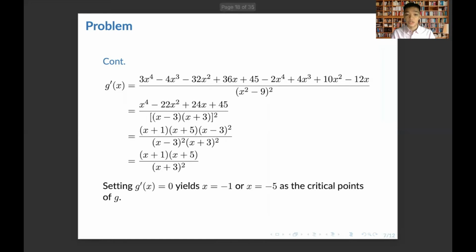And then of course, a critical point is when g prime of x is equal to 0 or when g prime does not exist. If we set g prime of x to be equal to 0, we'll get x equal to -1 and x equal to -5. So these following values are critical points of g. You might be wondering why x equals -3 is not a critical point of g. That's because x equals -3 is not part of the domain of g of x. That's why we only have -1 and -5 as critical points of g.